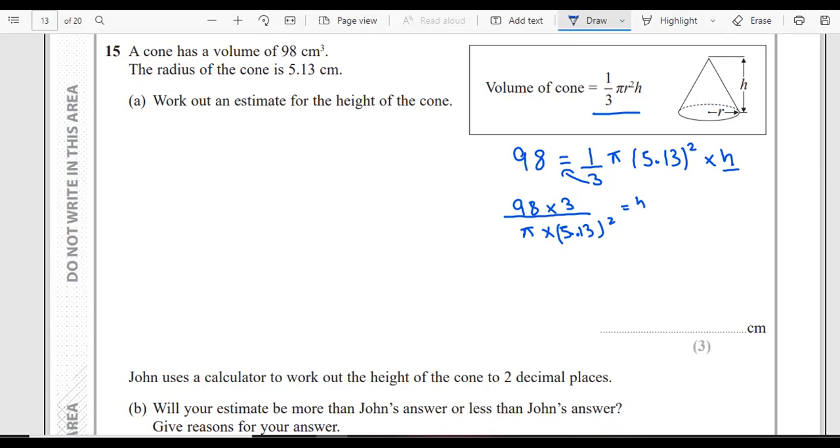Yes, I can. So 98 times 3. 8 times 3 is 24. 9 times 3 is 27. 5.13 squared: 5.13 times 5.13.